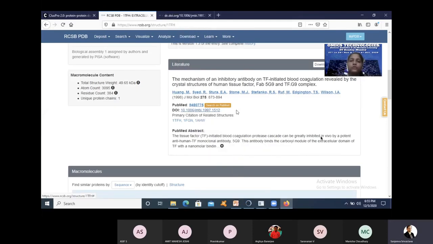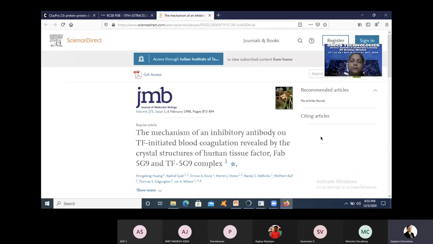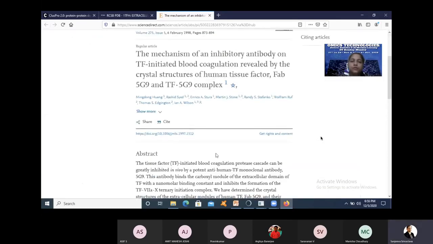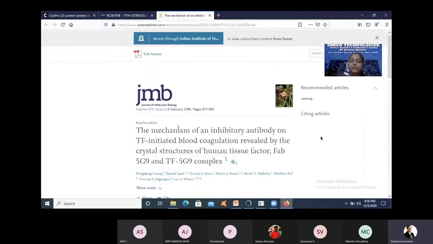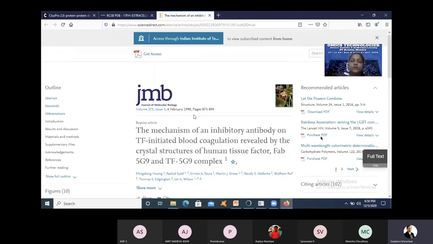So if I open this, this is where the link of the paper is given. If you go through this paper, we will get all the information about the crystal structure, starting from the binding site residues and everything. This is the paper, the mechanism of an inhibitory antibody on tissue factor. This is how we have to do basic research on the protein we are considering for our biological studies, for our protein-protein interaction studies.